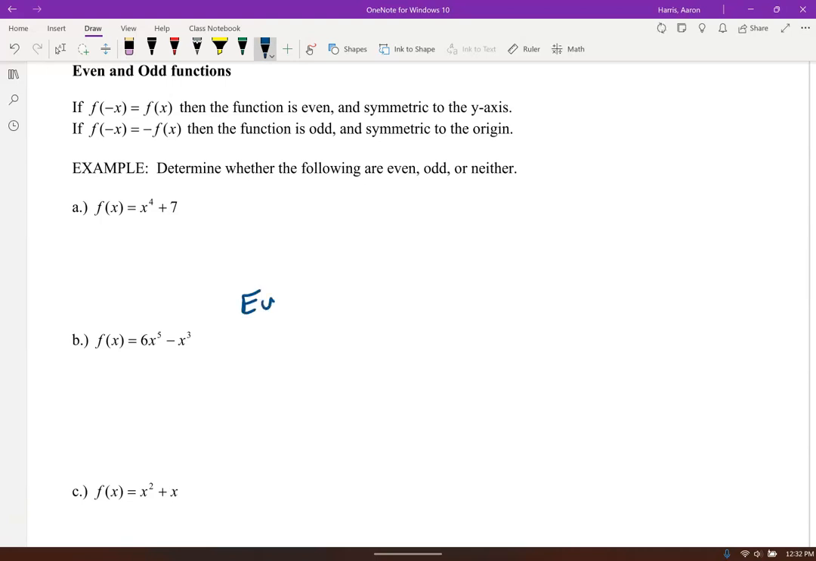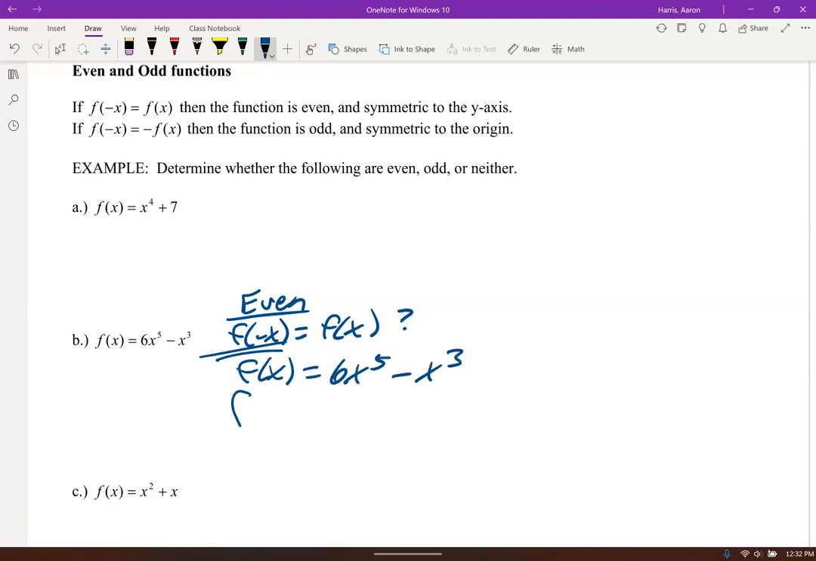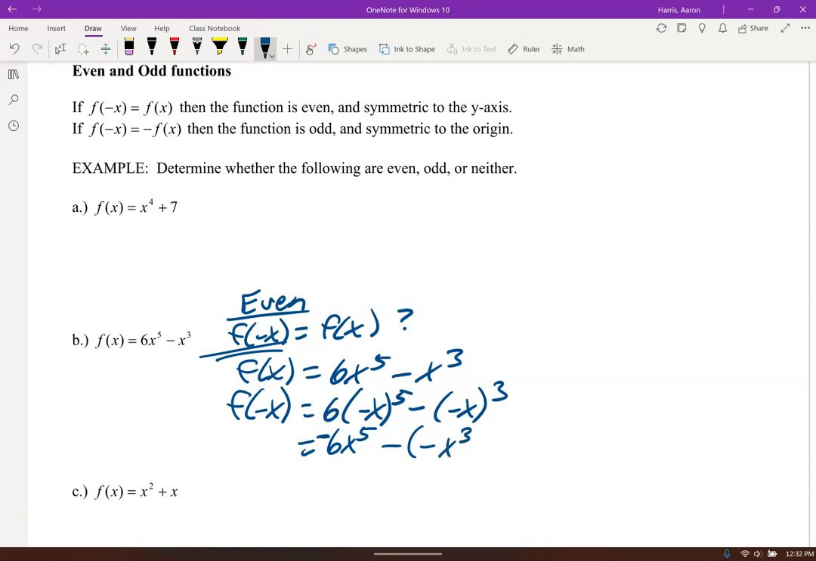Alright, is this one even? I'm doing B. Does f of negative x equal the original function f of x? Well, here's the function. Let's plug in negative x. Let's clean it up. Negative x to the 5th is negative x to the 5th times 6, so negative 6x to the 5th, minus negative x to the 3rd is negative x to the 3rd. So we get negative 6x to the 5th plus x to the 3rd.